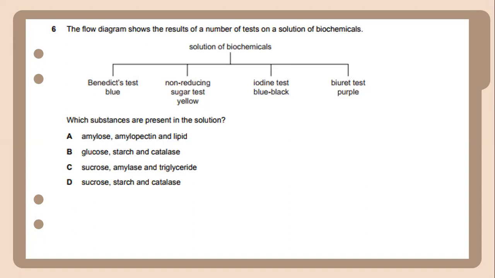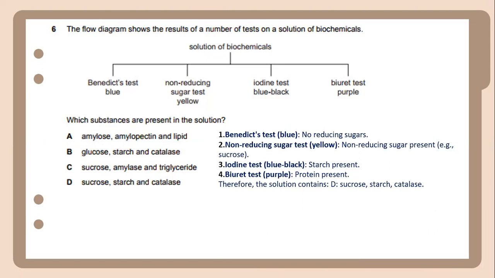The flow diagram shows the result of a number of tests on a solution of biochemicals. The Benedict's test turning blue indicates that there is no reducing sugar. The non-reducing sugar test turning yellow is the sign that a non-reducing sugar is present, for example sucrose. The iodine test turning blue-black indicates that starch is present, and the biuret test turning purple indicates that protein is present. So the answer would be sucrose, starch, and catalase.